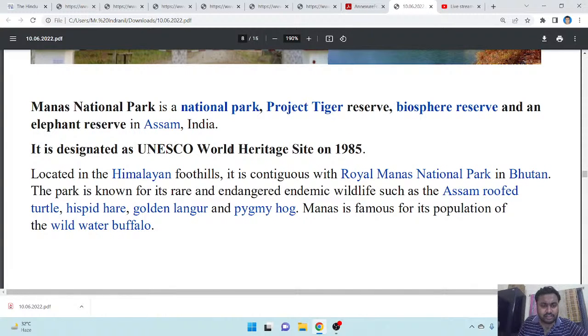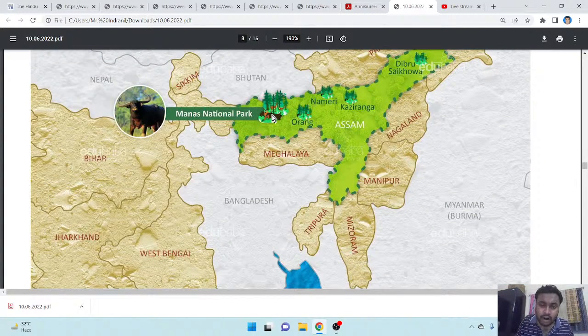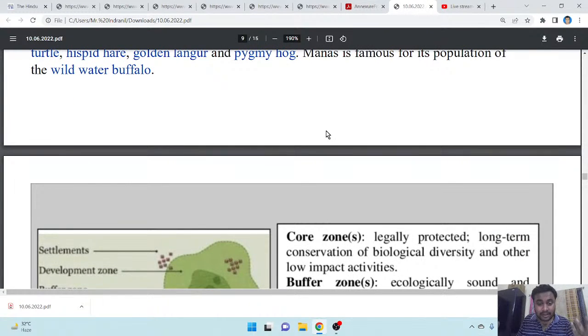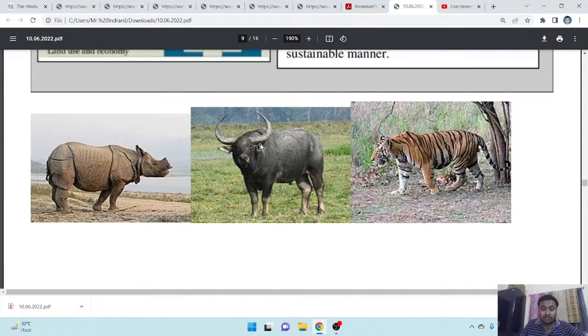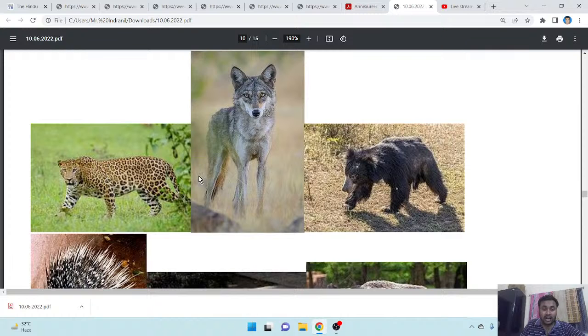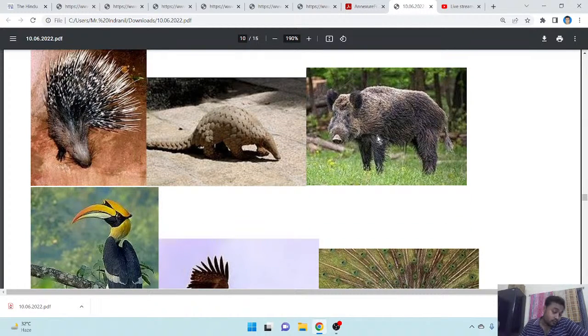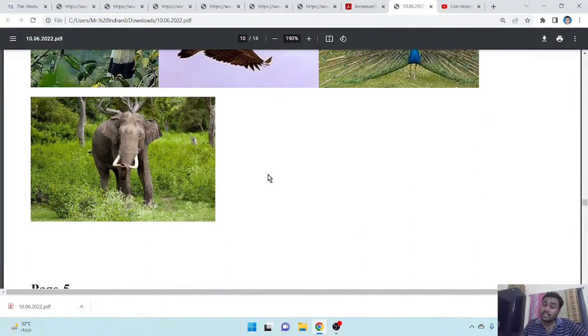It was designated as a UNESCO World Heritage Site in 1985, and Manas National Park is situated along the border of Assam and Bhutan. So some portion is situated in Assam and some portion is situated in Bhutan also. In Bhutan, it is called Royal Manas National Park. So what are the animals located in Manas National Park? That is one-horned rhino, wild water buffalo, the Royal Bengal tiger, as well as leopard, wolf, sloth bear, porcupine, Indian pangolin, wild boar, hornbill, eagle, peacock and elephant, all available in Manas National Park.